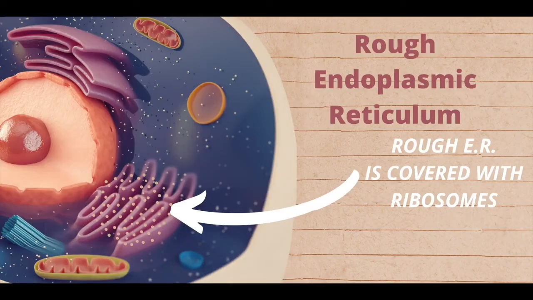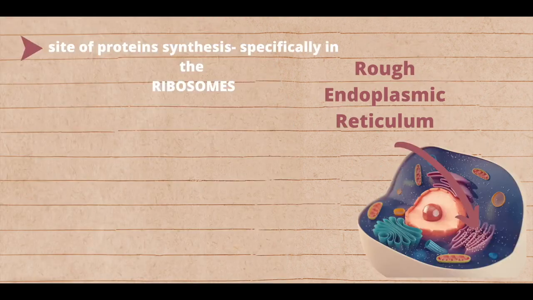So the rough endoplasmic reticulum, or rough ER for short, is covered with ribosomes, and this is its main characteristic. One important thing that happens within the ribosome specifically is translation. Remember, transcription and translation. Transcription is when DNA makes mRNA, and translation is when mRNA translates or converts into amino acid chains, which is a protein. So translation is part of protein synthesis, and this happens specifically in the ribosomes in the rough endoplasmic reticulum.